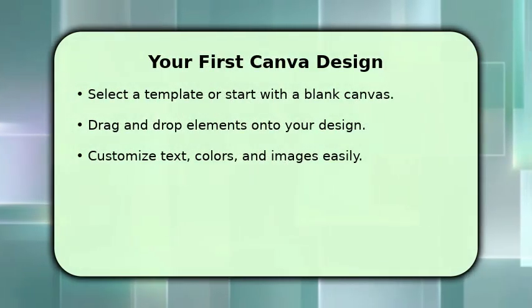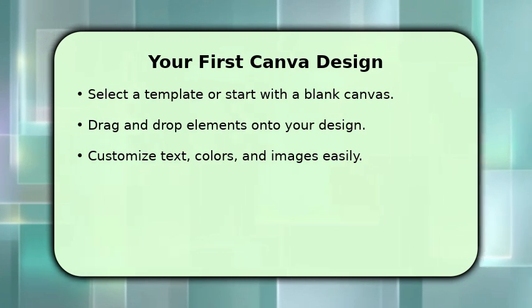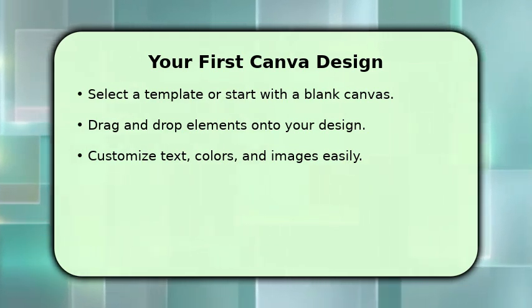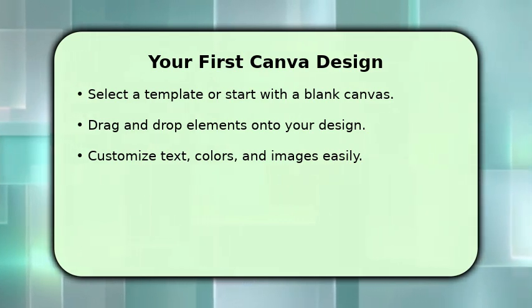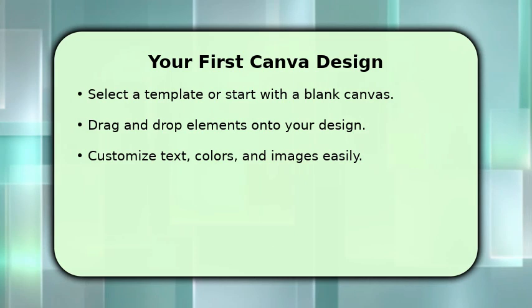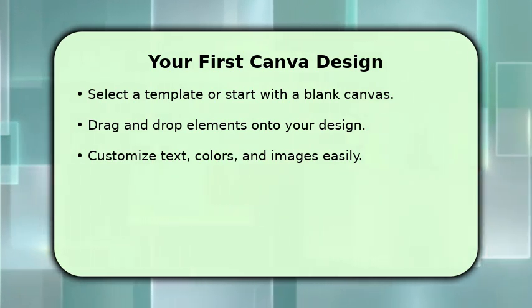Now let's create your first design. Begin by selecting a template or choosing a blank canvas. Once in the editor, you can drag and drop various elements like shapes, icons, and photos from the left sidebar directly onto your design. To customize text, simply click on a text box and type.